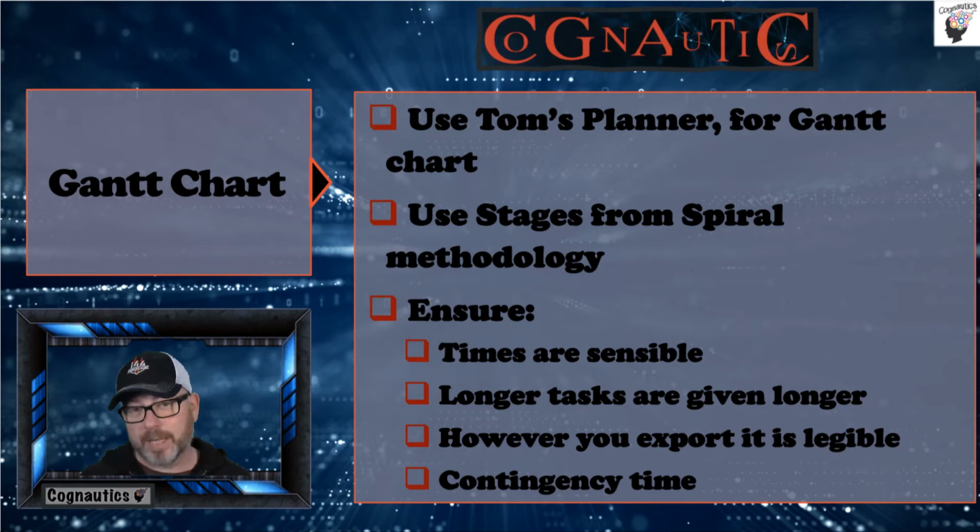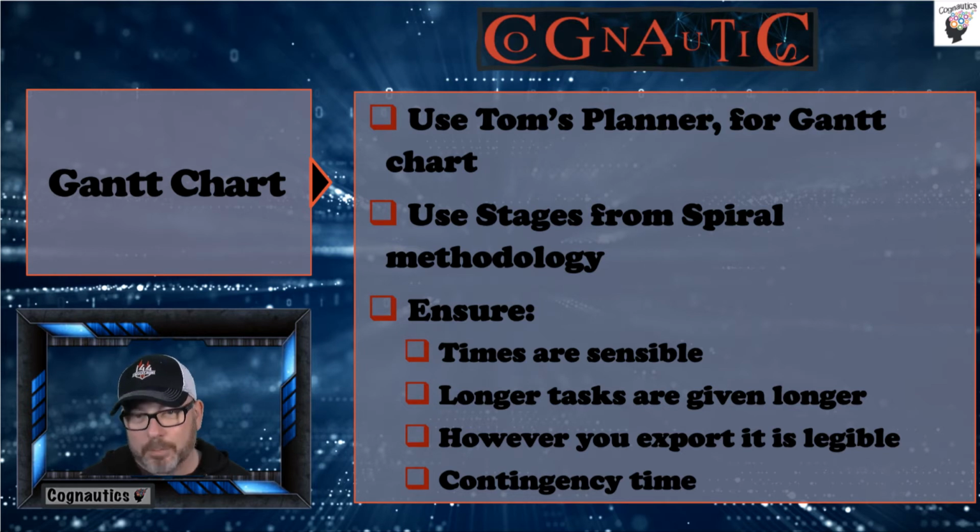Use Tom's Planner or whichever Gantt chart software you want to use, but you've used Tom's Planner before. It's that free online one that I discussed in a previous video for Unit 6. You should use the stages from a given methodology, the one that you choose. Waterfall would be a bad choice because you want a methodology which supports getting to a prototype as quickly as possible. So you'll need to choose which one.